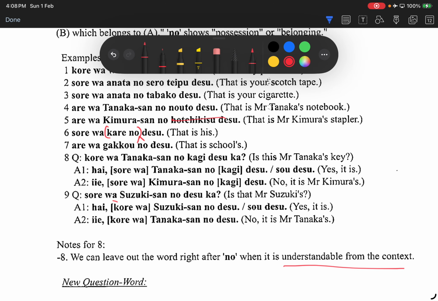学校のです。Then number 8, これは田中さんの鍵ですか? So 田中さんの鍵, right? So key belonging to 田中. So this is a key belonging to 田中ですか? Right? So it's a question. はい、田中のです。Or 田中の鍵です。Or you can just cut short and say そうです。Right?